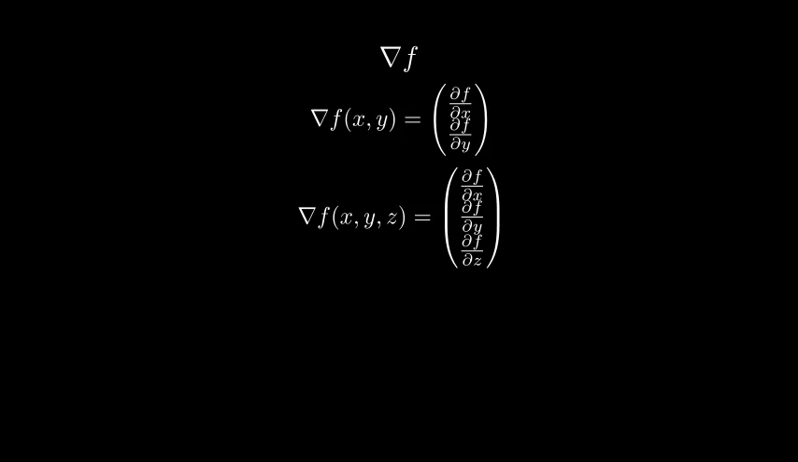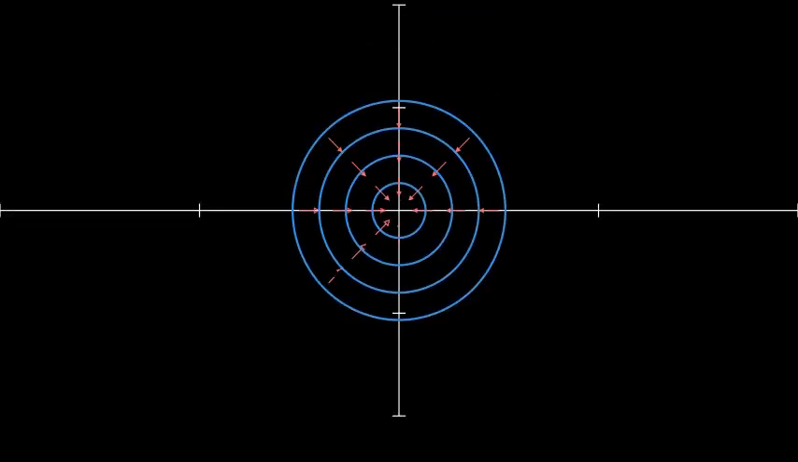Property 1. The gradient points in the direction of the greatest rate of increase of the function. Imagine you're standing on a hill, and you want to climb to the top as quickly as possible. The gradient at your location points in the direction of the steepest uphill slope. If you follow the path of the gradient vectors, you'll take the most direct route to the top of the hill.